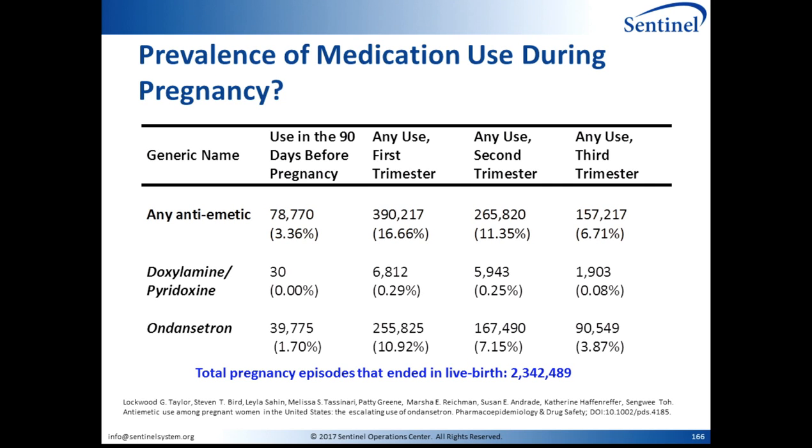And what you can see from these data is that ondansetron is used much more prevalently than the approved medication for nausea and vomiting during pregnancy, meaning that there's more ondansetron use than the actual labeled indication. And in general, ondansetron use comprises a large amount of the total antiemetic use, so essentially it's not an insignificant portion that's attributable to ondansetron.